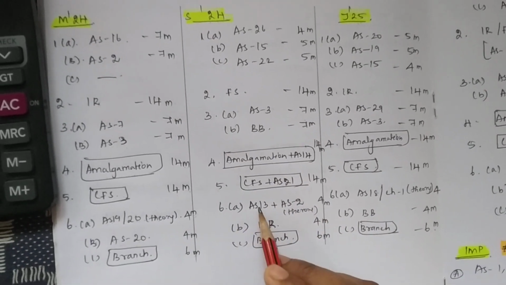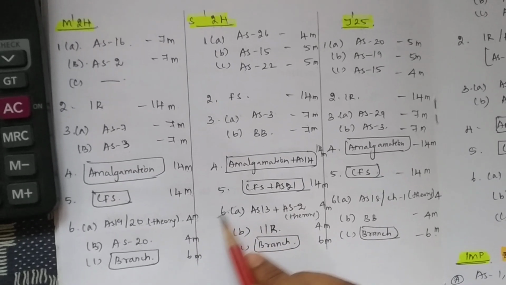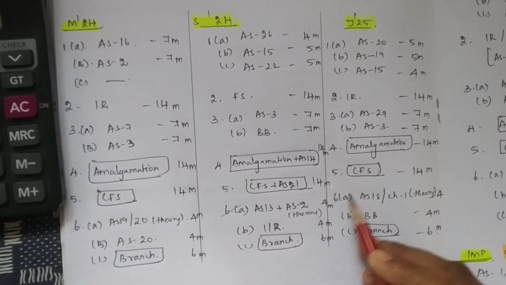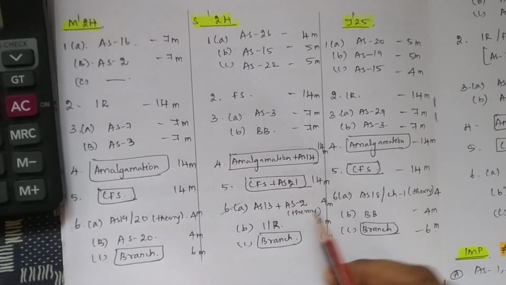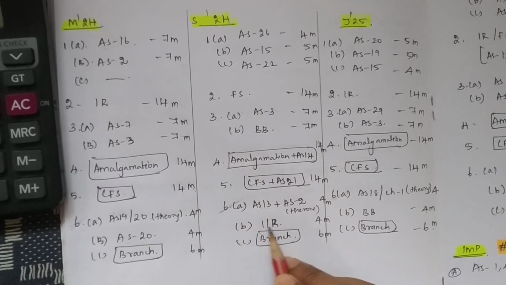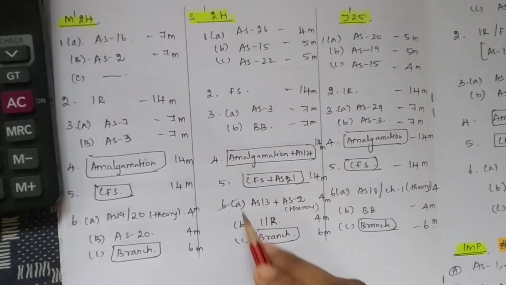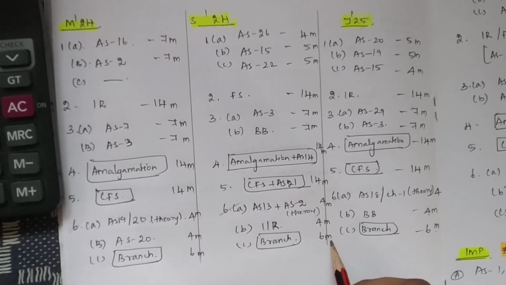In 6A we got AS13. This is an either-or question, right? So in this either-or question we got AS13 plus a theory question for AS2, for 4 marks. In 6B we got internal reconstruction for 4 marks. In 6C we got branch account for 6 marks.